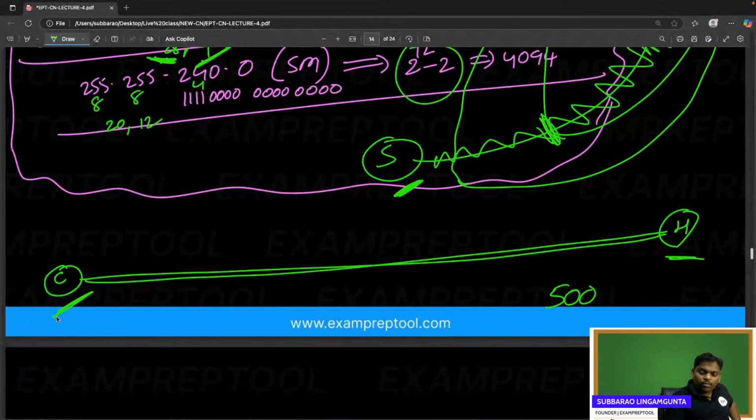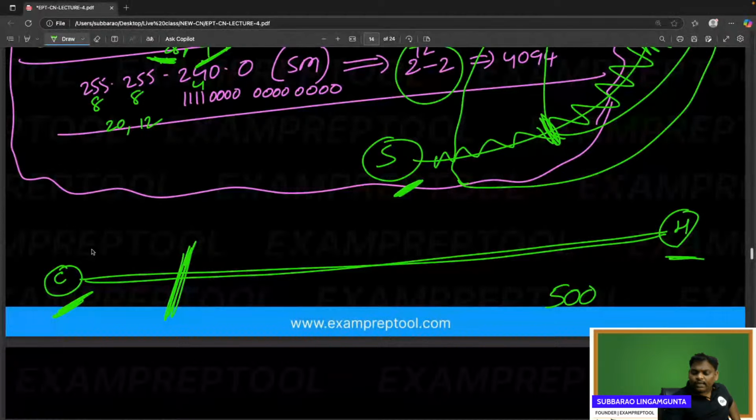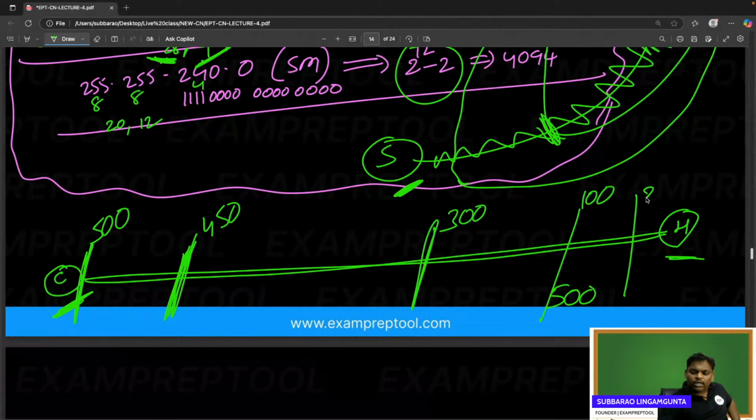But when you come to here, you got to know only 450 villages are left out. To reach your destination from the start, you have to cross 500 villages. When you came here, only 450 villages have to be crossed. Here, 300. Here, 100. Here, 20. Here, 5. When you came here, only 1 village has to be crossed, like that.